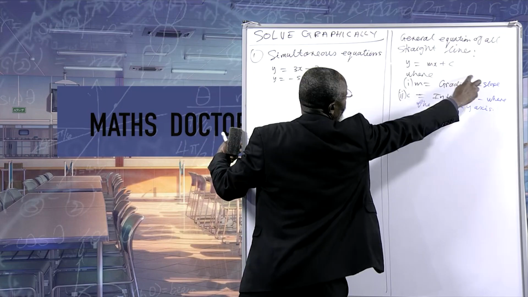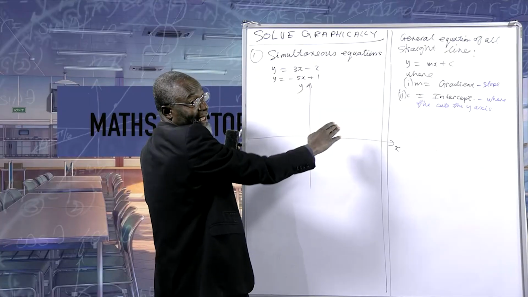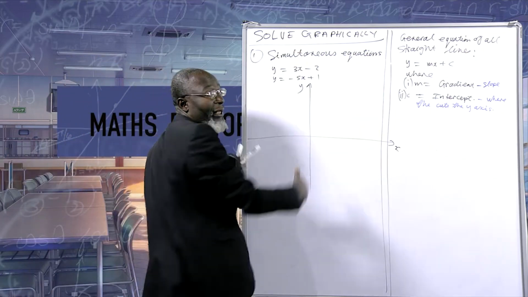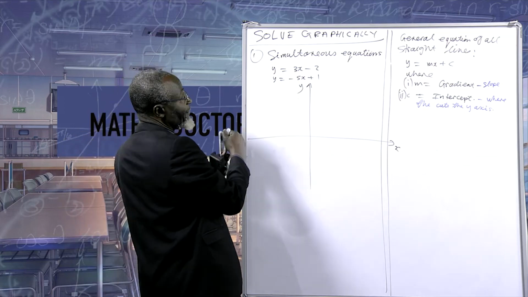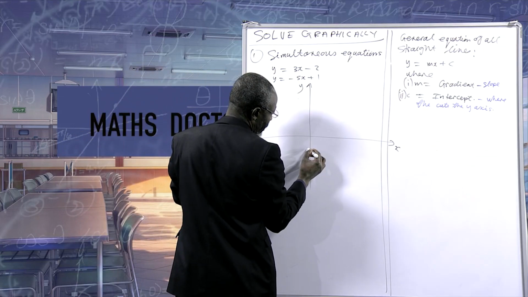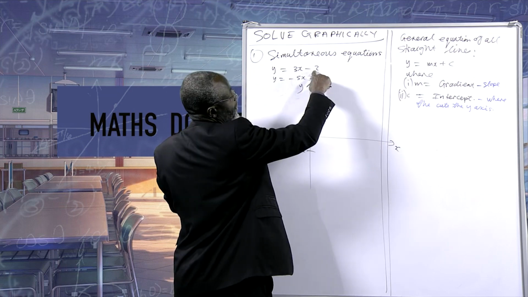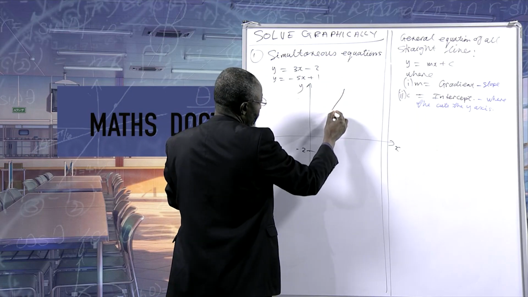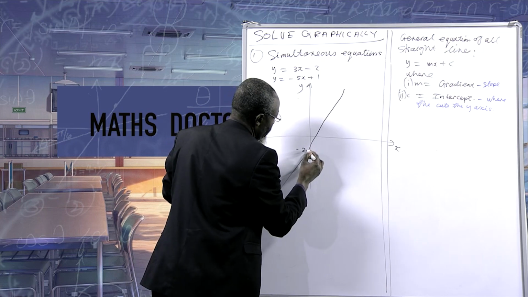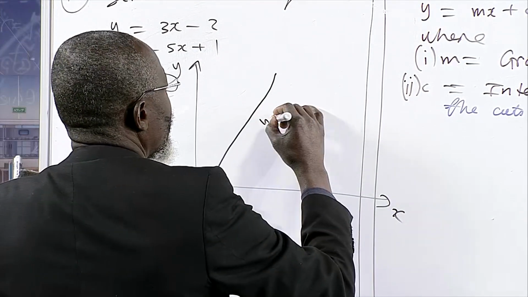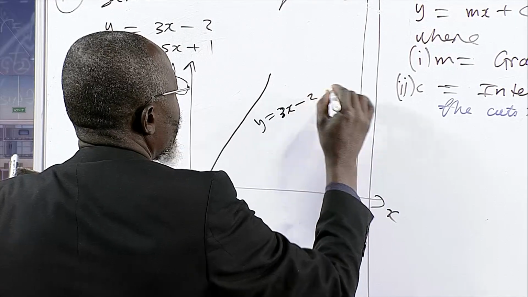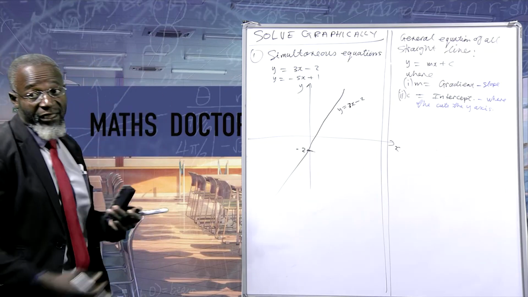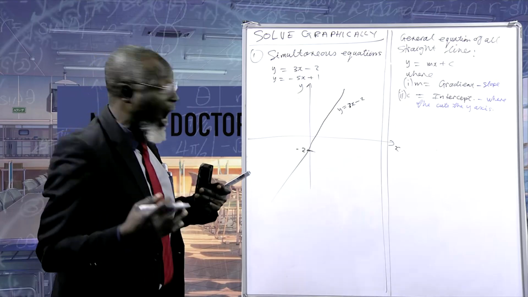When you are drawing this graph, y is equal to mx plus c, which is a straight line graph. How do you know that it's a straight line graph? If there's no power, it means it is a straight line graph. So here, this one will cut at -2 because the intercept is c, which is -2. So it will cut here and go like this. That is the line 3x minus 2. This is a rough graph that I'm drawing, but I'm showing you how you do it.